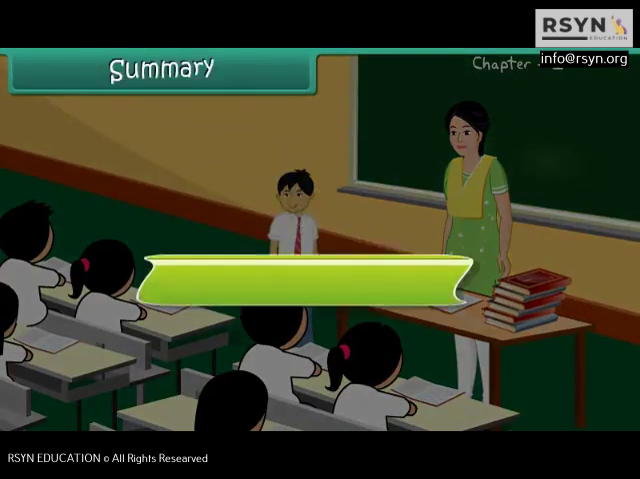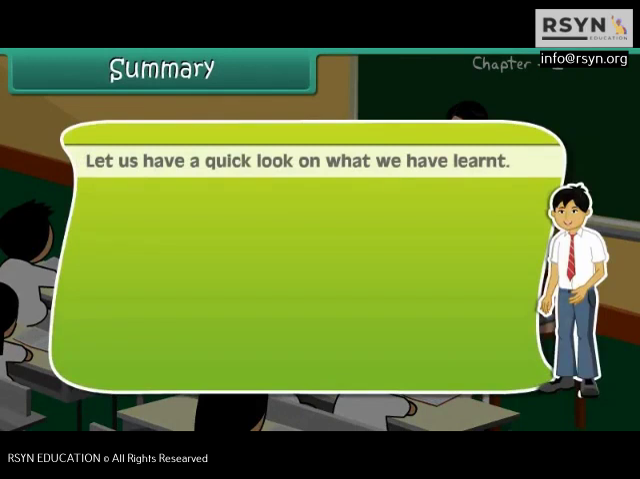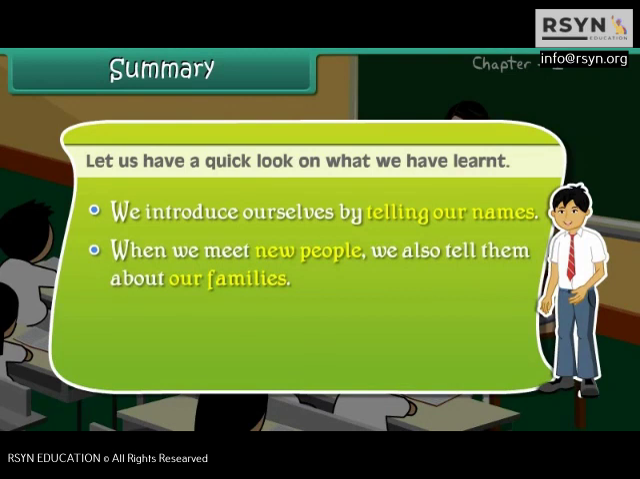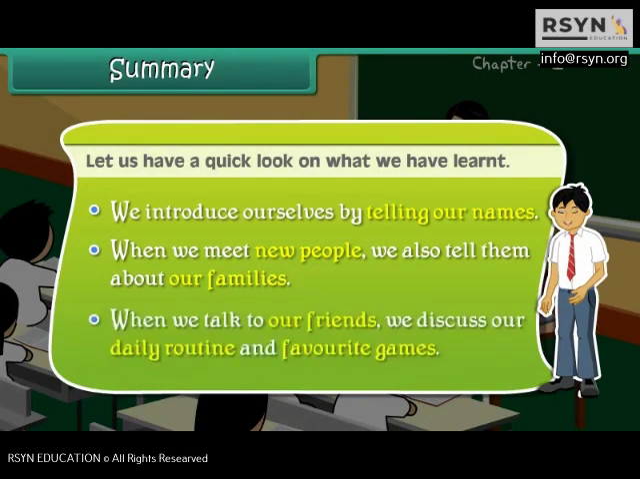Summary. Let us summarize what we have learned. We introduce ourselves by telling our names. When we meet new people, we also tell them about our families. When we talk to our friends, we discuss our daily routine and favorite games.